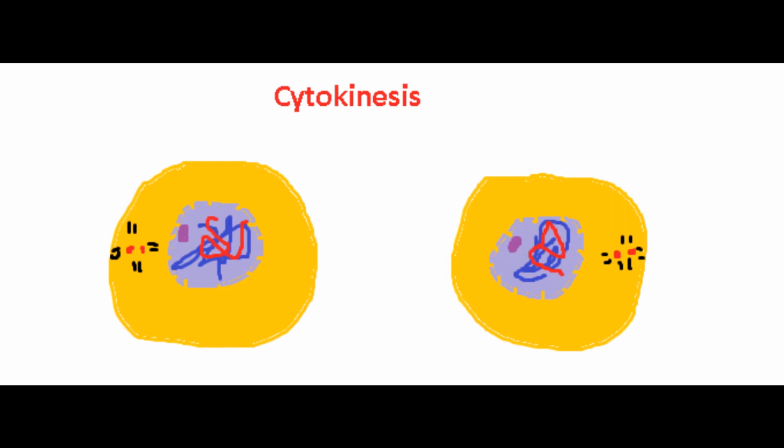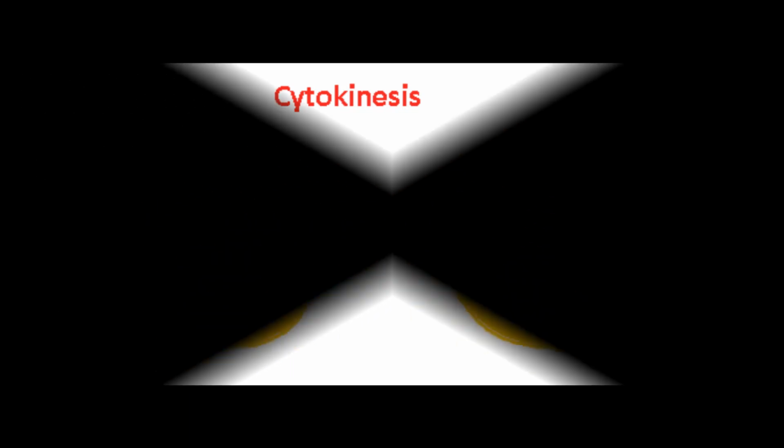Sometimes people confuse telophase with cytokinesis, but cytokinesis is different because this divides the cytoplasm. And in animal cells, microfilaments constrict or they kind of pinch the cytoplasm. In plant cells, a cell plate forms. So those are the phases of mitosis.